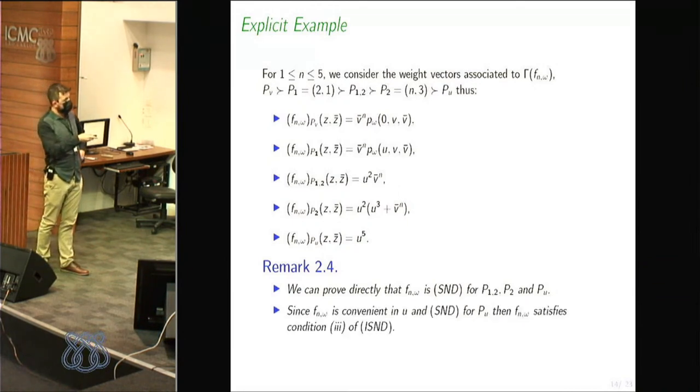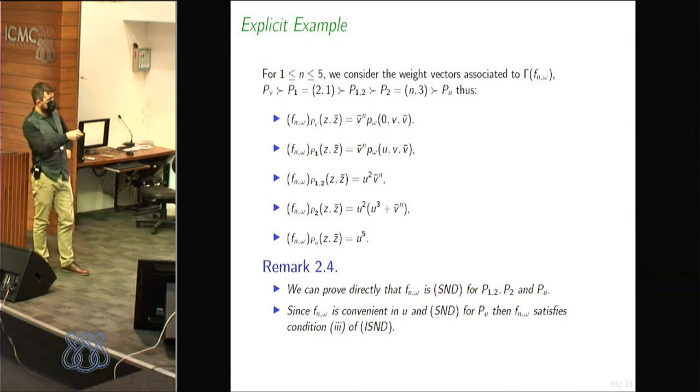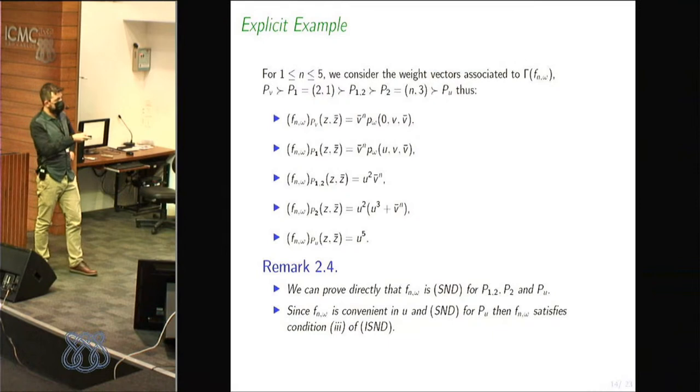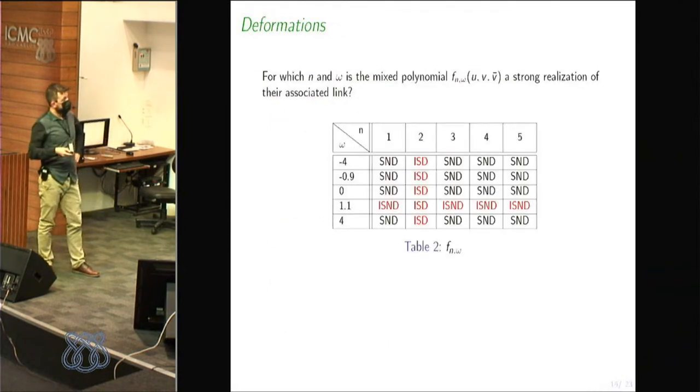And we remind that convenience plus strong non-degeneracy implies ISND. Then we can guarantee condition 3, because for this P U we have this one, so we can prove the inner strong non-degeneracy. Now I have a table about what happens when we move n and omega, and we have 5 values of omega and 5 values of n.